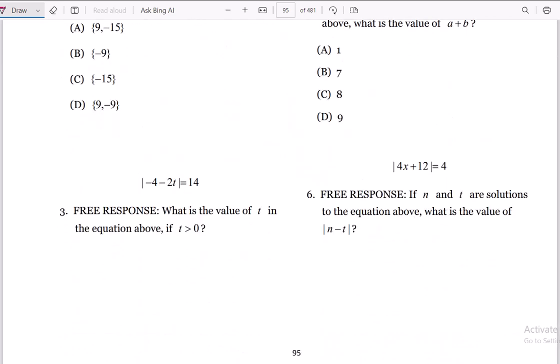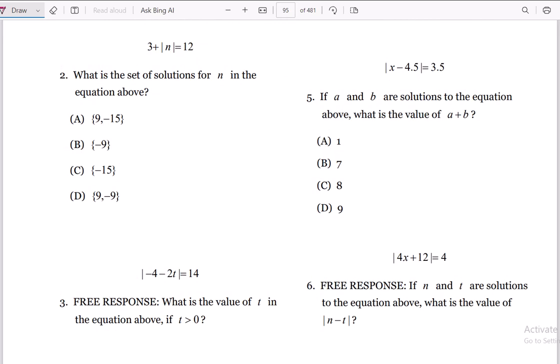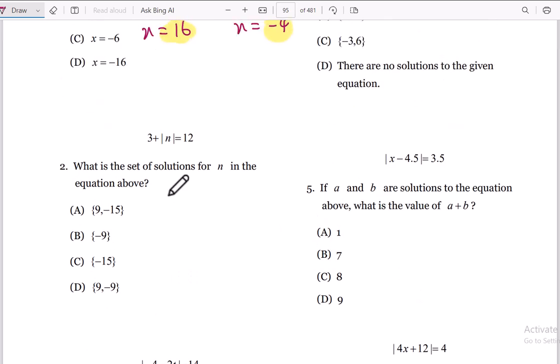Question number 2. It says, what is the set of solutions for n in the equation above? Set of solutions for n. So what do you simply do? Let's write the question down first: absolute value of n plus 3 equal to 12. So let's collect like terms, or subtract 3 from both sides. So the absolute value of n is equal to 12 minus 3, because this 3 is coming over here. 12 minus 3 is 9, right?